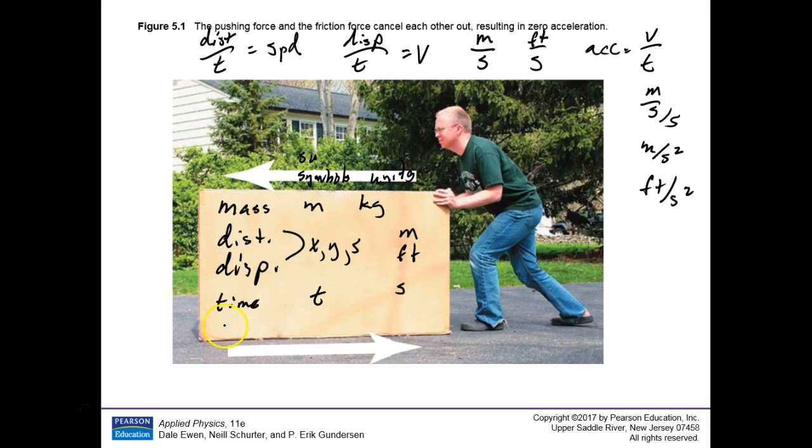So your acceleration, I'll just put the symbol A, will be meters per second squared, or feet per second squared. Those are the most common, but SI is meters per second squared.